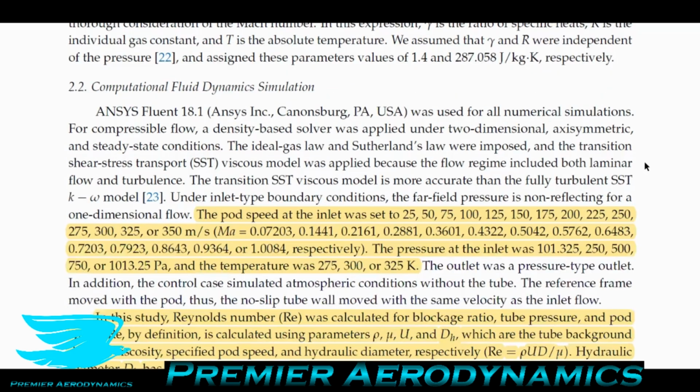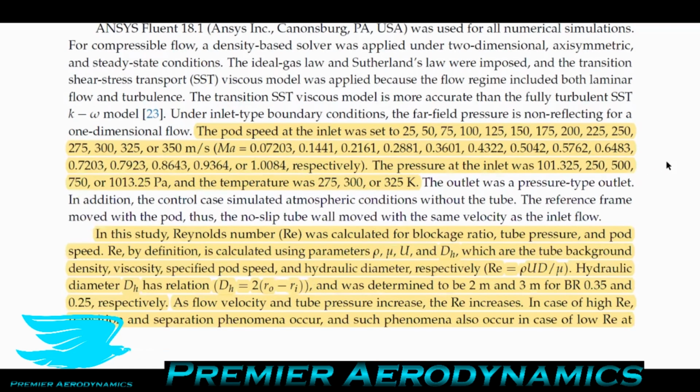So the pod speed at the inlet that they're going to be looking at was set anywhere between 25 meters per second and 350 meters per second. There are a whole bunch of ones they're looking at. And this corresponds to a Mach number of 0.07 up to 1.01, so just above the speed of sound. The pressure at the inlet was set anywhere from atmospheric pressure, so 101,000 pascals, all the way down to 250 pascals. And then the temperature was set between 275 Kelvin, which is 2 degrees Celsius, so I guess that would be about 28 degrees Fahrenheit, to 325 Kelvin, which is like a really hot day, 42 degrees Celsius, which is like 125 degrees Fahrenheit or so.